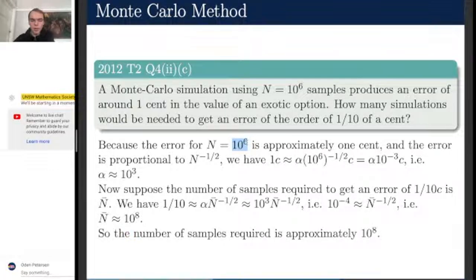And I guess that sort of makes sense because it's 10 to the 6, and then you need 2 more factors of 10 because of this negative 1/2 exponent. So yes, we get this final answer of 10 to the 8. Cool.